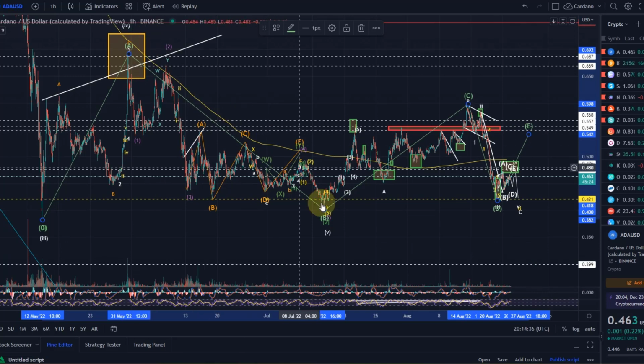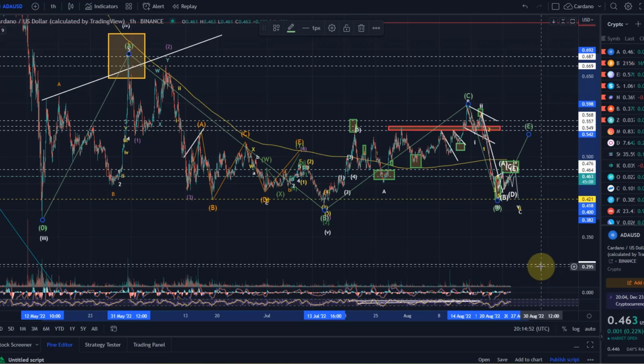Now in this larger triangle, you would be looking at an A, B, C, D, E, and we could already be in the E wave now, and then you would break out to the downside. That would be quite a bit of a move down, and that could hit without a problem, in the first instance, the 30-cent level.